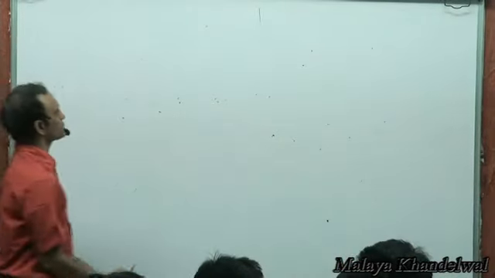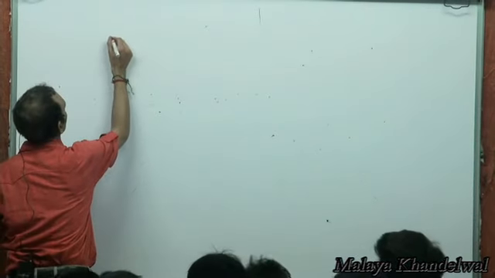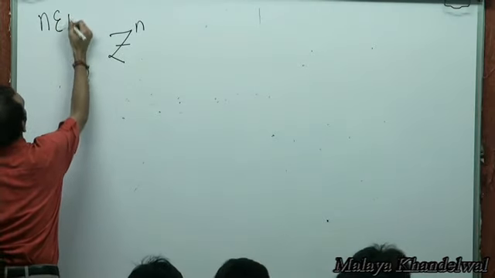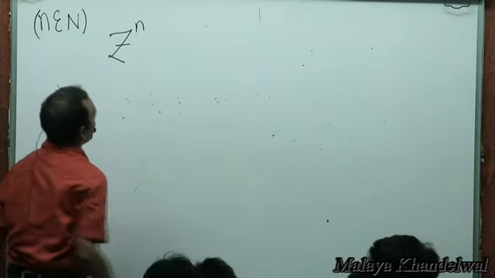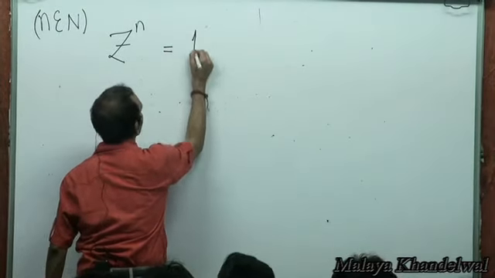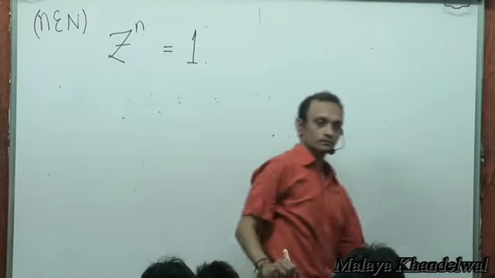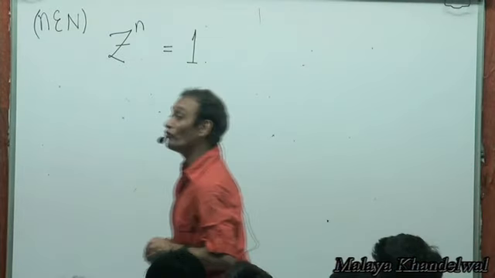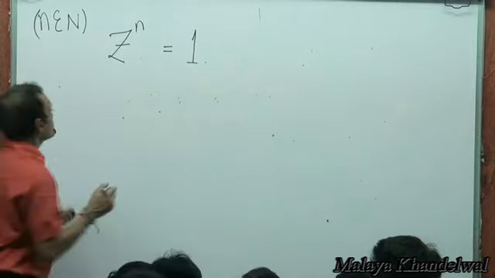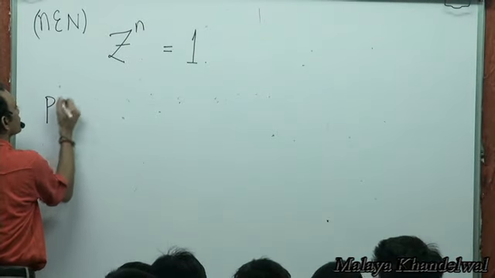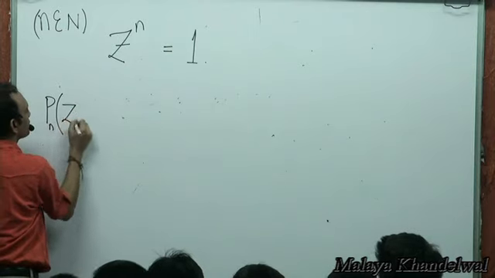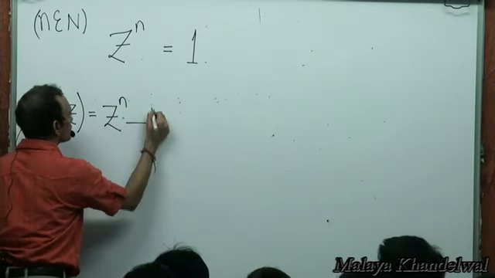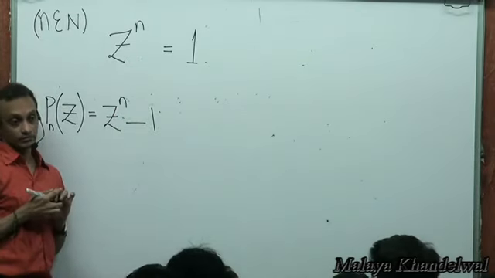Now, come to the following equation. z to the power n, where n is a natural number, z to the power n equal to 1. z to the power n equal to 1 is a polynomial equation of degree n, right? z to the power n minus 1 is a polynomial of degree n in z.